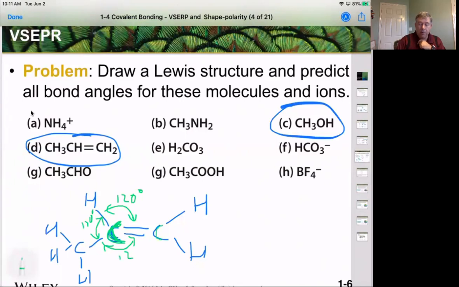Now remember, carbons are slightly larger. So we're actually going to have slightly larger angles here and a slightly smaller angle here because the hydrogen is smaller in size and shape.